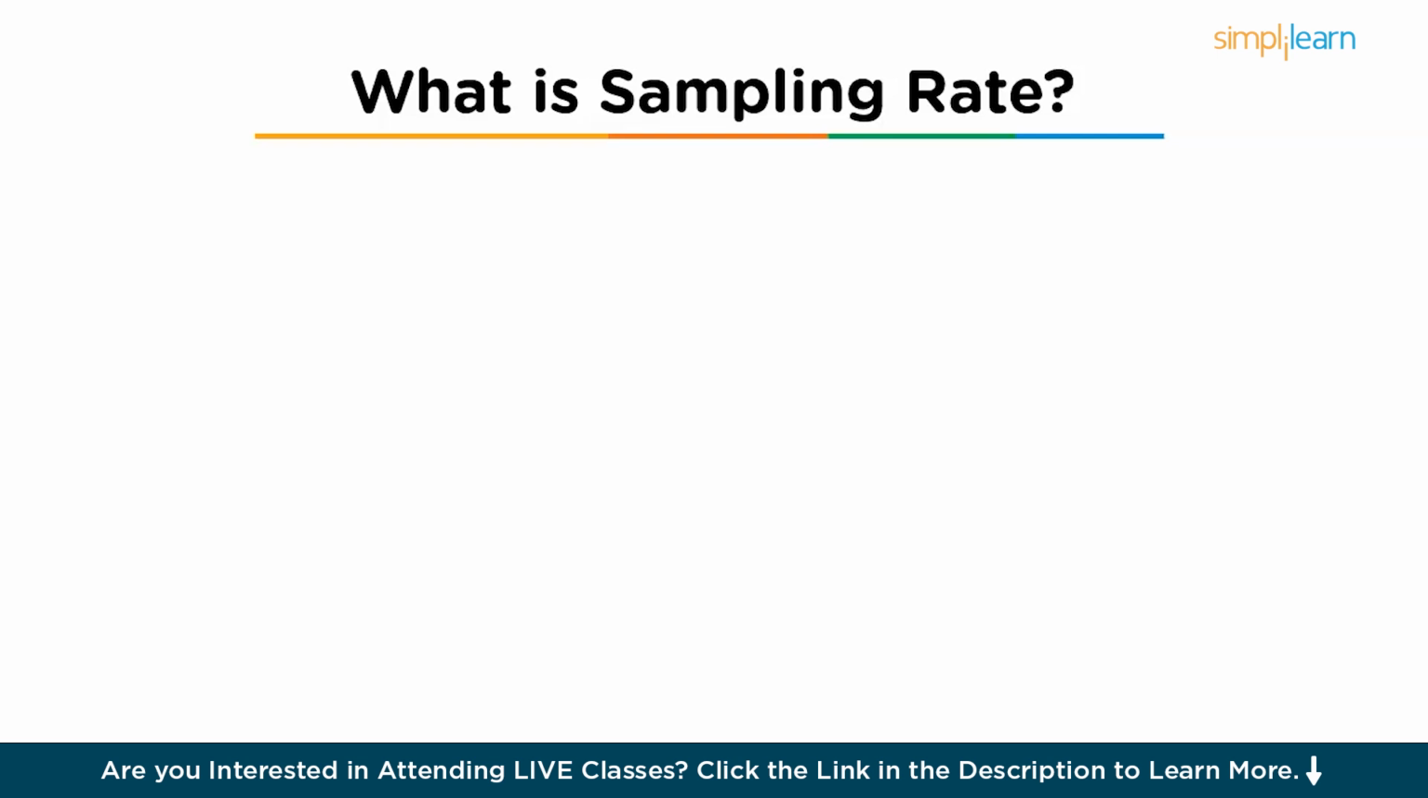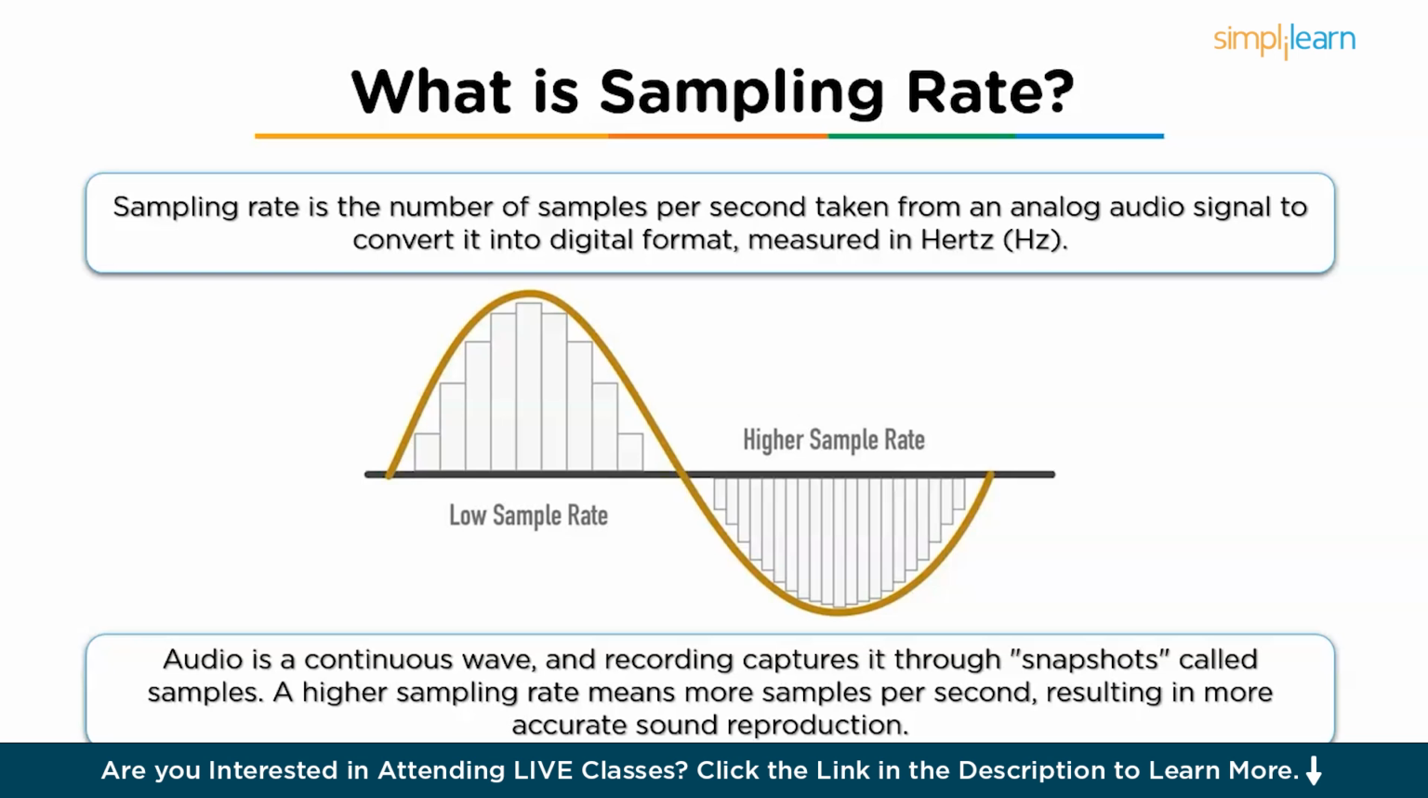So now before we move forward, let's take a look at what sampling rate is. Sampling rate, also called sampling frequency, is the number of samples per second taken from an analog audio signal to convert it into a digital format. It is measured in hertz, where 1 hertz is equal to 1 sample per second. To better understand this, let's think of audio as a continuous wave in the real world. When we record or process audio, we can't store an infinite amount of data. So we take snapshots of the wave at regular intervals. These snapshots are called samples. The more samples we take per second, the more accurately we capture the original sound.